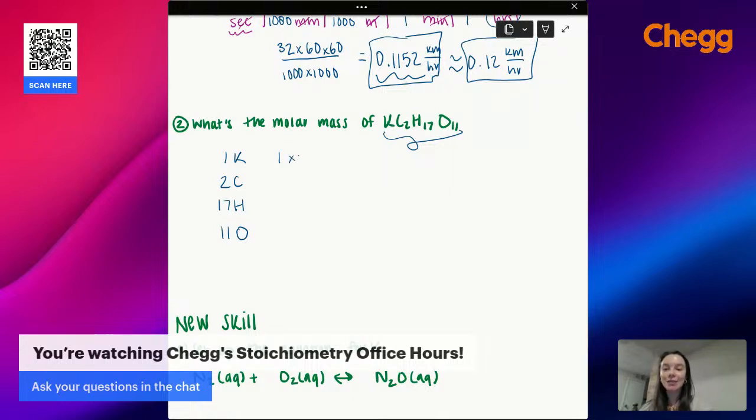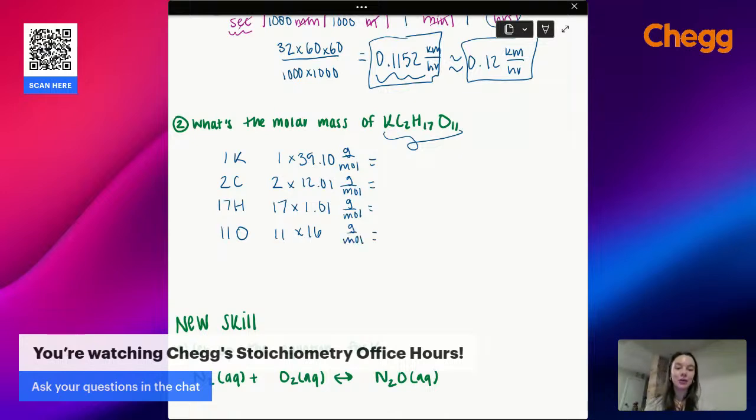If you got 39.10, you're absolutely correct. So we have 1 atom of K, or 1 mole of K, times 39.1 grams per mole to get our grams. We have 2 moles of C times 12.01 grams per mole to get our grams of carbon. We have 17 moles of H times 1.01 grams per mole to get our grams of H. And then we have 11 times 16 grams per mole to get our grams of O. So if you know how to solve this from here, again, I encourage you, beat me to solving it.